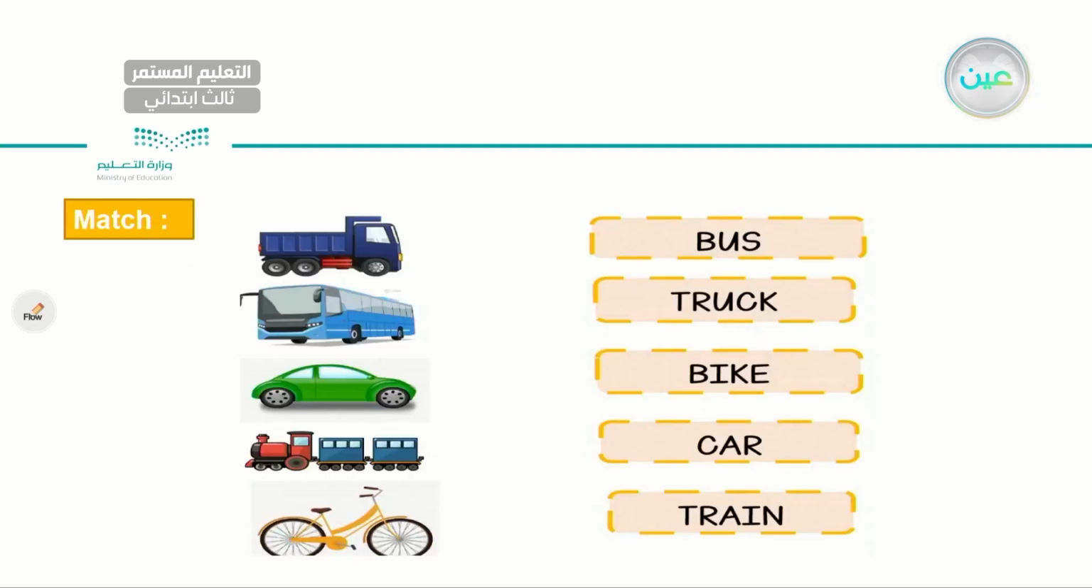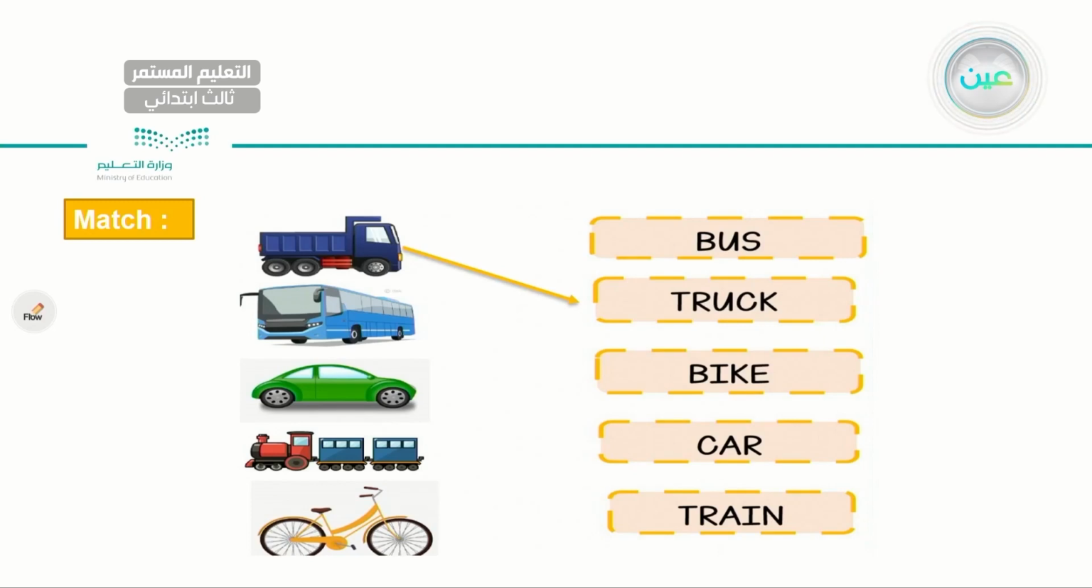Now, let's match. On your left, I have the pictures of different kinds of transportation, while on your right, I have the names of these transportations. Let me read the names for you, and then I'll be giving you some time. Bus, truck, bike, car, train. Let's start with the first one. Here I have a purple what? I have a purple, very good, a purple truck. I have a purple truck.